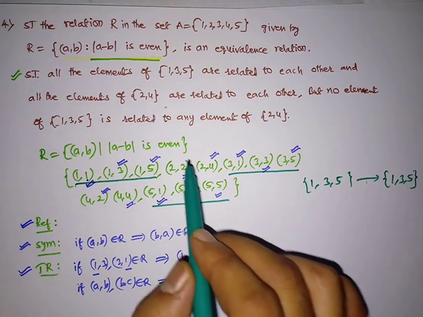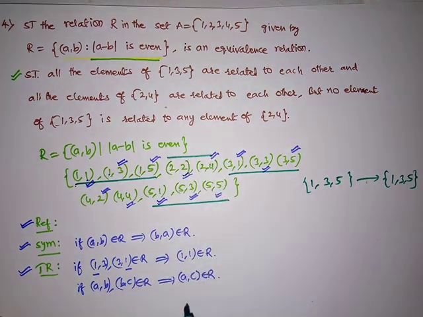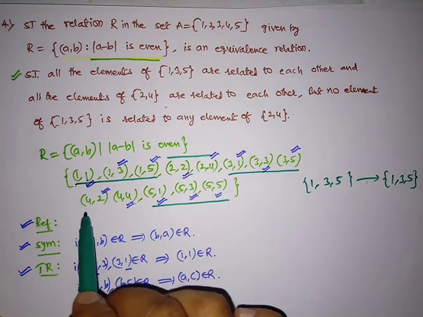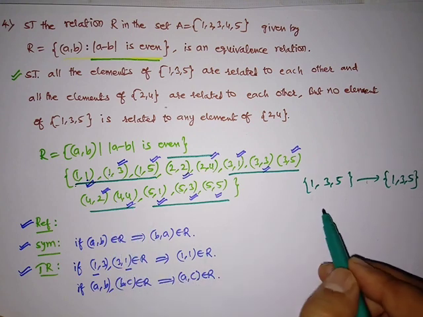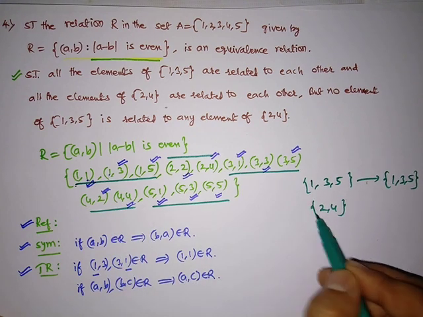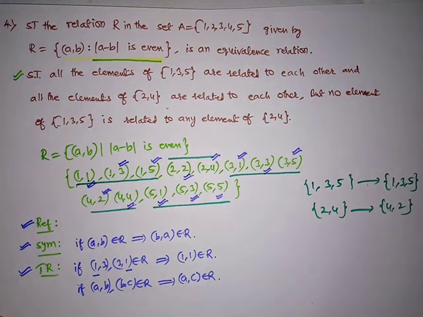And next, we'll see about the even numbers. 2 comma 2, 2 comma 4, 4 comma 2, 4 comma 4. So the elements 2 and 4 are related to each other here.